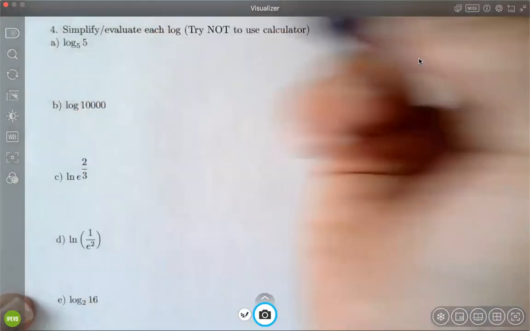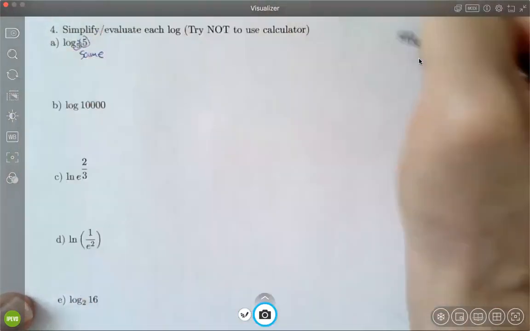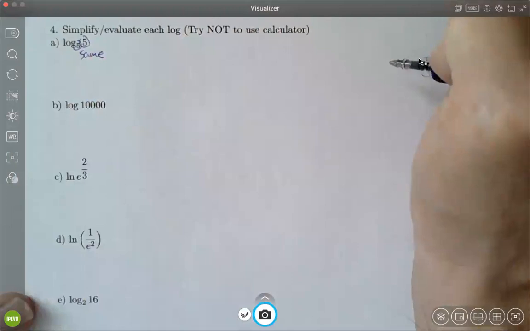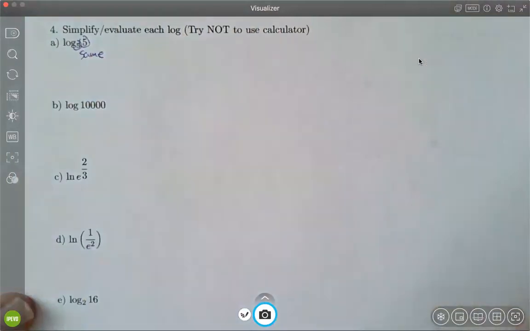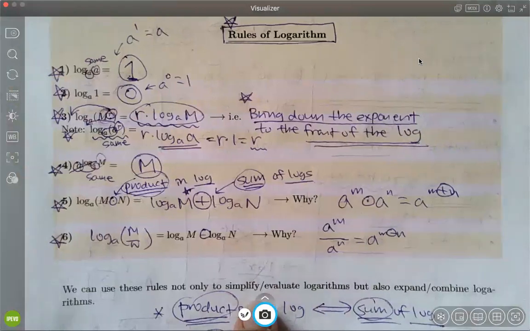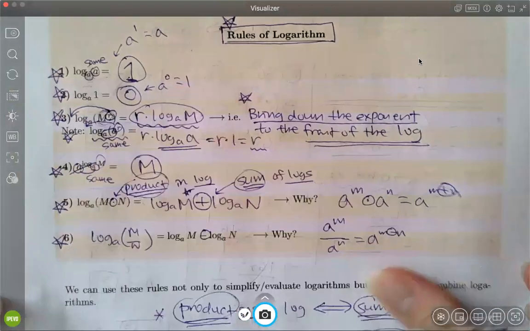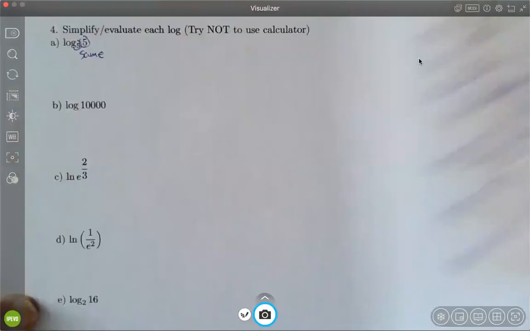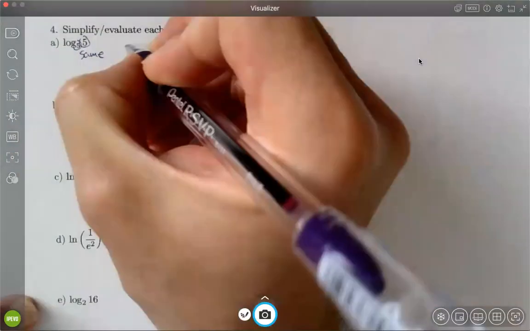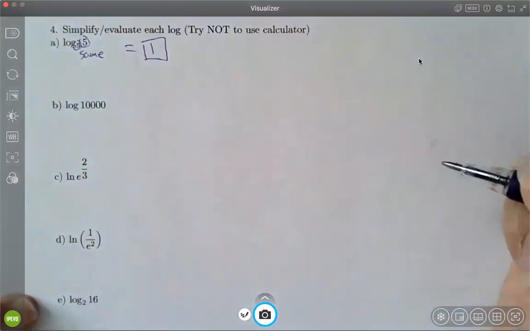So what do you notice here? These two numbers are the same, right? So what does that mean? We have to use rule number 1, because the two numbers here are the same. And what does that mean? Log base 5 of 5 is equal to 1. Okay, that's it. And now, log 10,000.